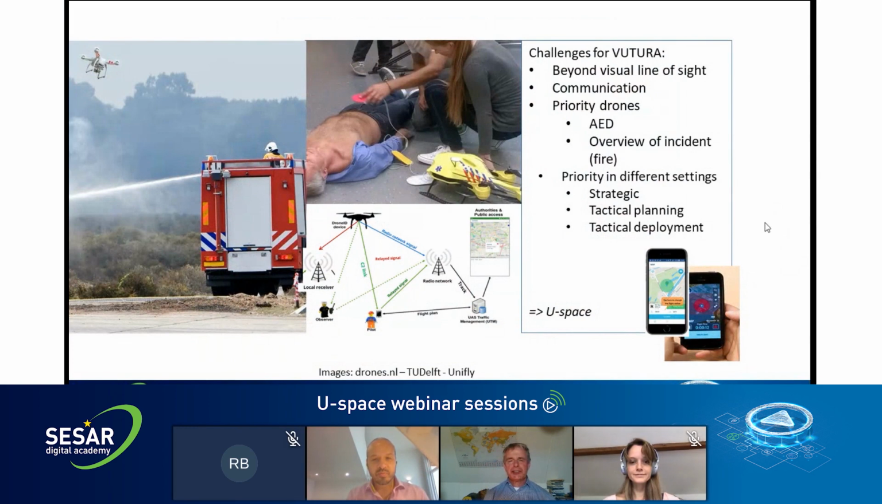So we had a number of challenges in Fedora. We were flying beyond visual line of sight and we didn't make it easy for ourselves. In Enschede, we flew 3 kilometers between the airport and the city, where in the middle, beyond visual line of sight, 2 drones would meet. One was flying in one direction, one in the other. And through the U-Space system, they had to avoid each other.